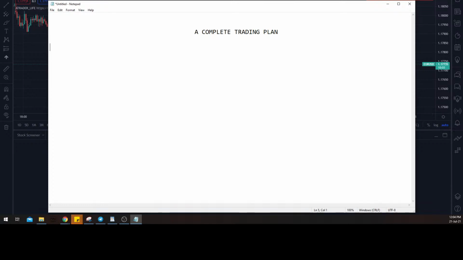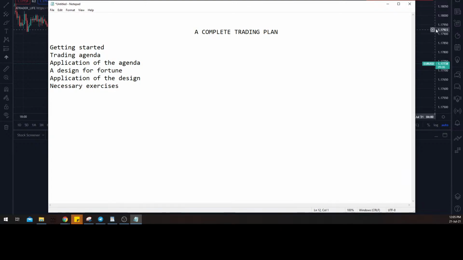The lessons you are going to have are: getting started with the initial data, after that the trading agenda, after the trading agenda the application of the agenda, how to design a design for fortune, and application of the design, and lastly I'm going to finish with some exercises. It is going to take around 2 hours more or less. But don't worry if you cannot watch it now.